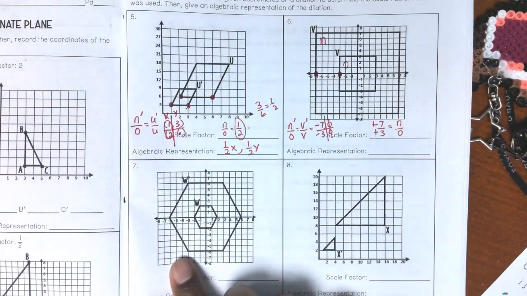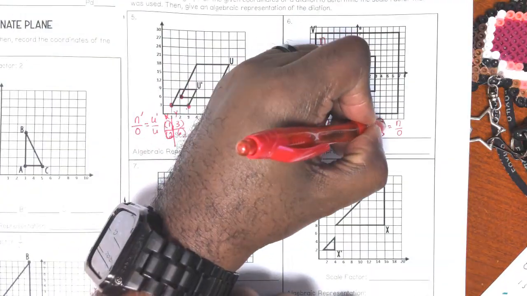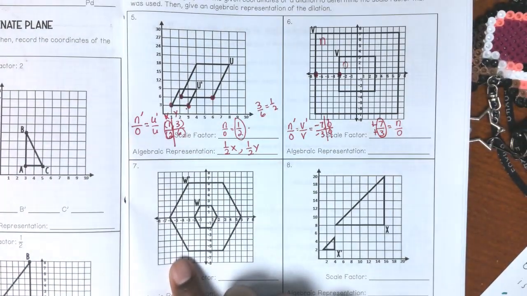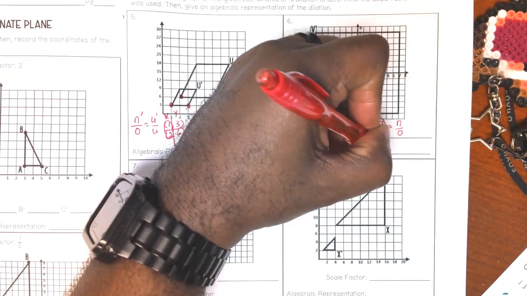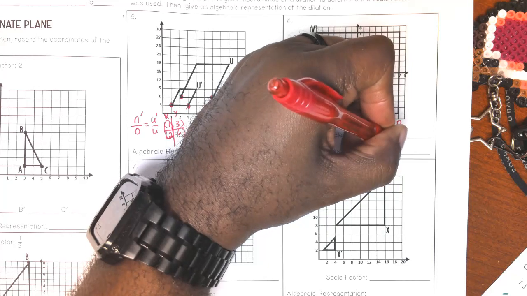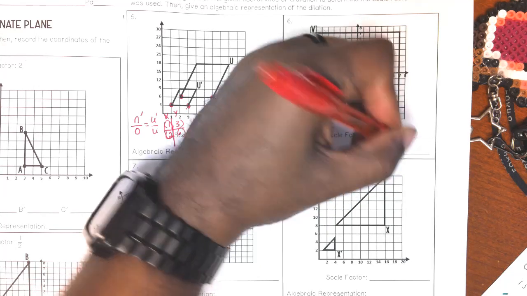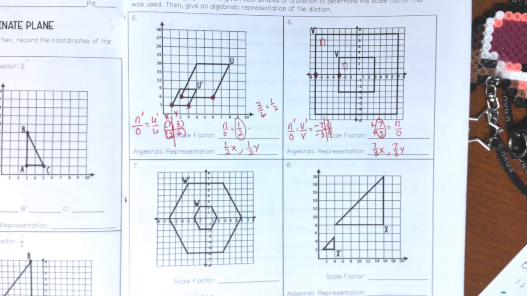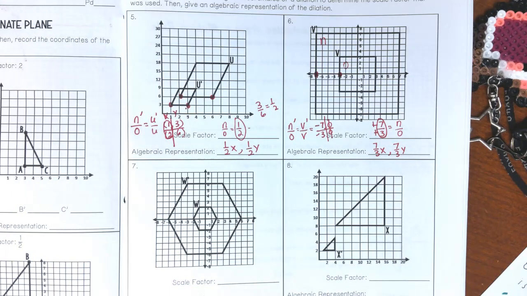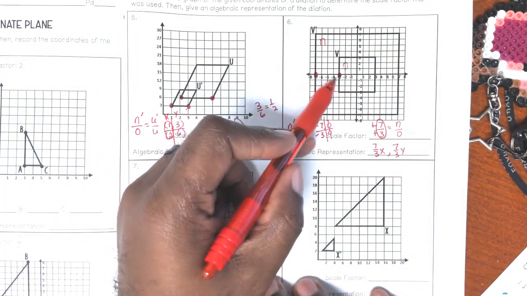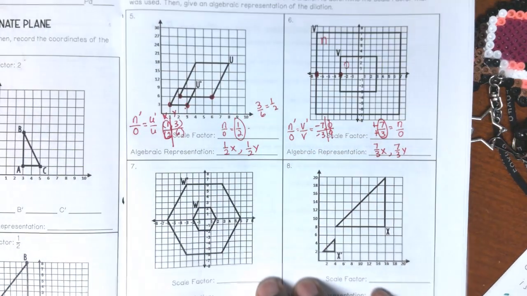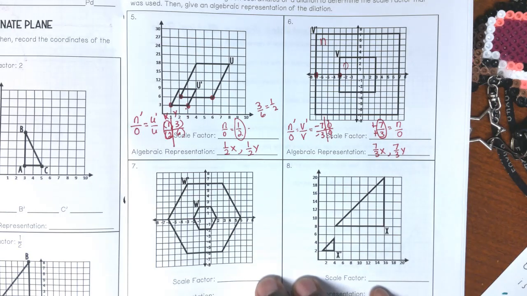If you want to turn it to 2 1/3, that's perfectly fine, but 7 over 3 is my reduced scale factor, and then we'll turn that into my algebraic rule of 7 over 3 times x, comma 7 over 3 times y. Okay, so there's that. So once again, all we're doing is taking any 1 point from your new and any 1 point from your original, preferably corresponding points, and then we reduce by putting them over each other and simplifying.